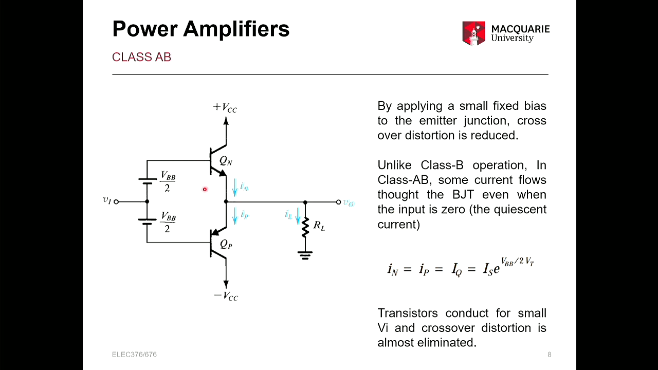Just from the diagram here, you can look at the current relationships. We can say that IN is going to be equal to IP because of the directions of the currents there. And this will be equal to your quiescent current, which you can calculate using the diode equation. So just your saturation current IS times e to the power of VBB over 2 over VT. Hopefully that equation is very familiar to all of you. We would have covered it quite a few times towards the beginning of the course.